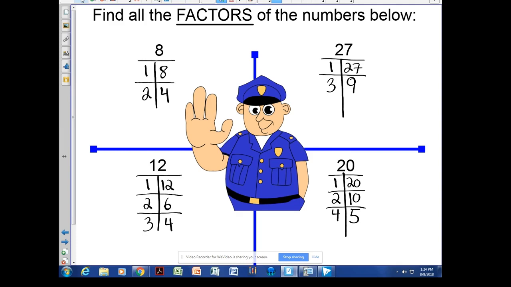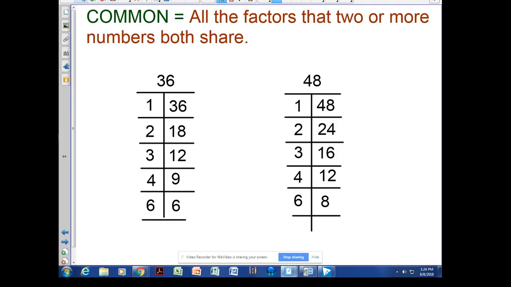Let's continue. Okay, we're looking for the greatest common factor as our ultimate goal, so we know what factors are now. So what does the word common mean? We're all used to using the word when you say you have something in common with somebody else. It's something that you share with them or something that's similar that you have with that other person.